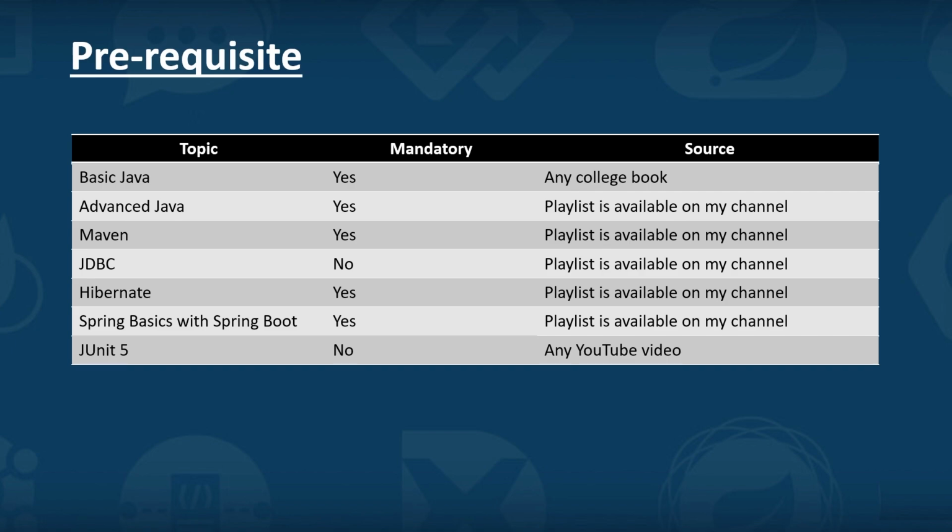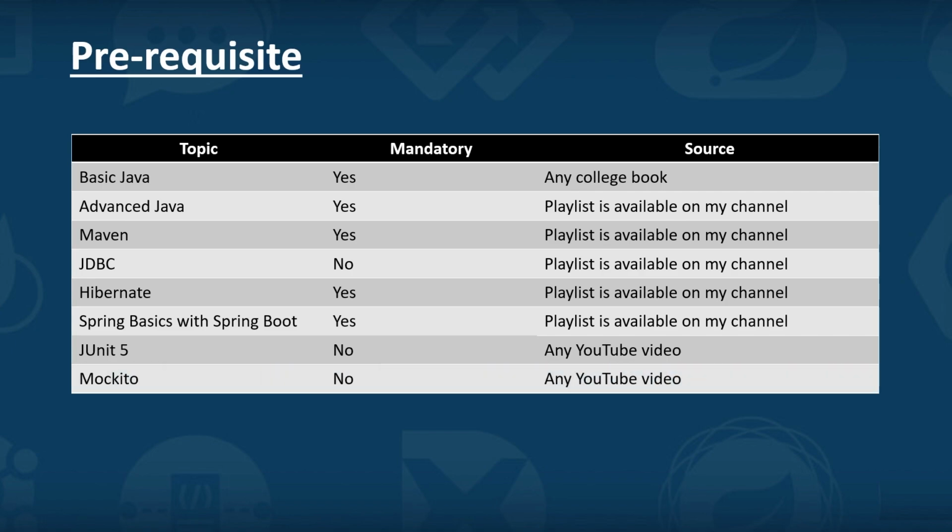So I will try to explain whatever is required, but still, if you know about JUnit 5, it is going to be good enough. For this, you can watch any YouTube video from any YouTuber. I don't mind, because currently you don't find this on my channel. Next one is Mockito. Again, this is optional, but good to have, from any YouTuber. Okay, all other playlists are already available.